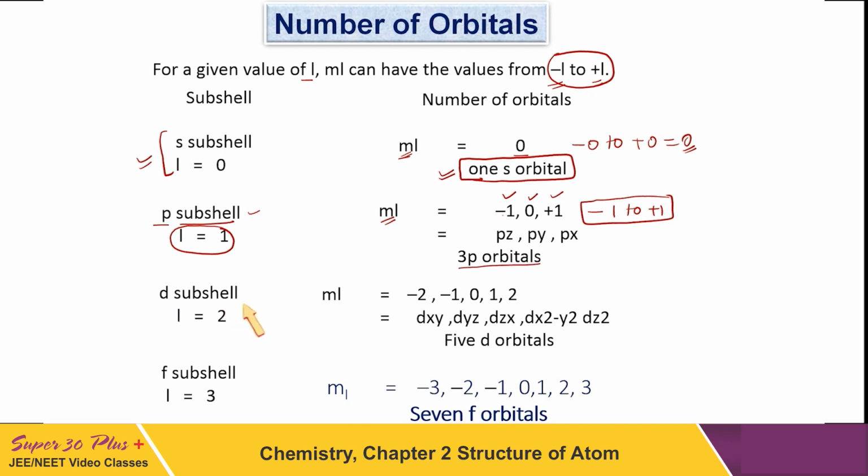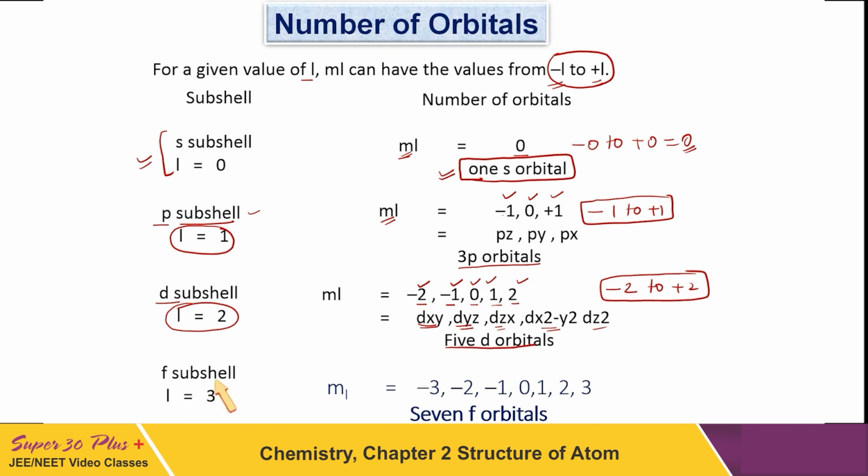Now in the d subshell, students, the value of the azimuthal quantum number is 2. So the value of the magnetic quantum number will be minus 2 to plus 2. What comes in between? Minus 2, minus 1, 0, plus 1 and plus 2. How many values? 1, 2, 3, 4 and 5. So students, there are 5 d orbitals. And these are the names of those orbitals: dxy, dyz, dzx, dx²-y² and dz², that we shall see later.